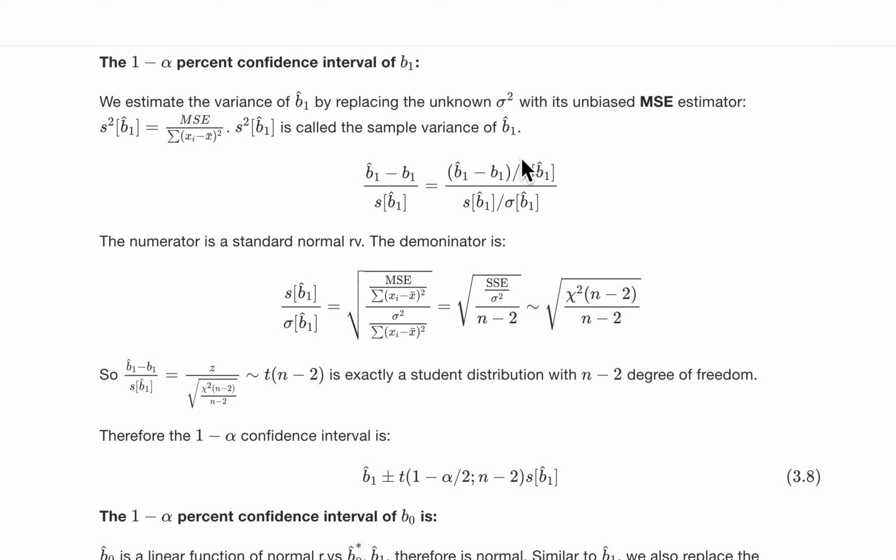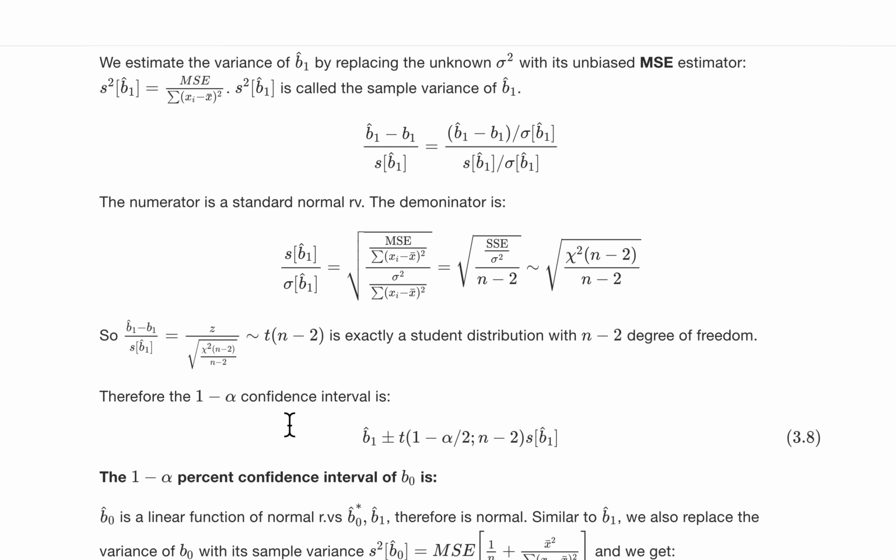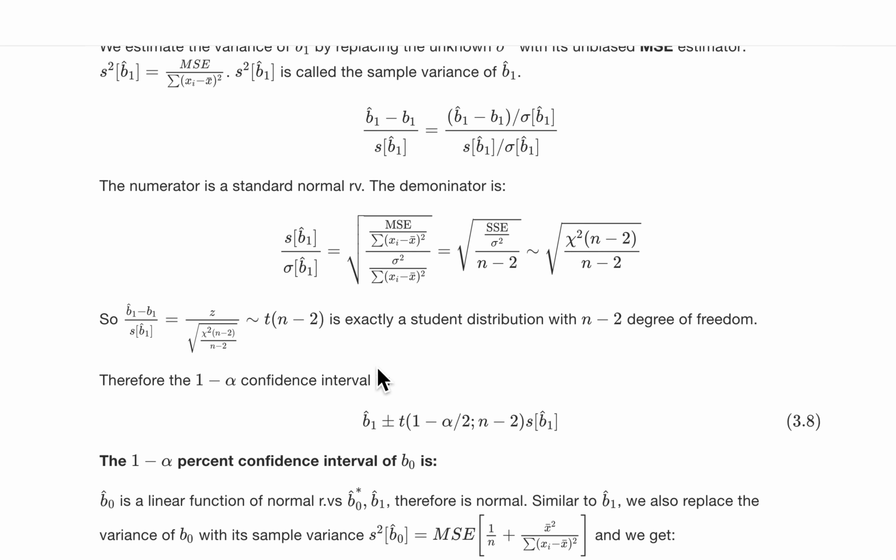The numerator part becomes a standard normal distribution, and the denominator part becomes the square root of chi-square divided by its degree of freedom. So that's exactly the definition of a t distribution, and based on this statistic, we can find the confidence intervals of our B1 parameter.